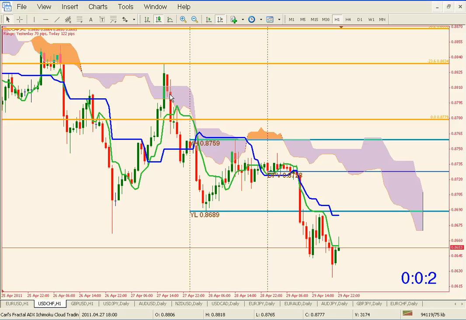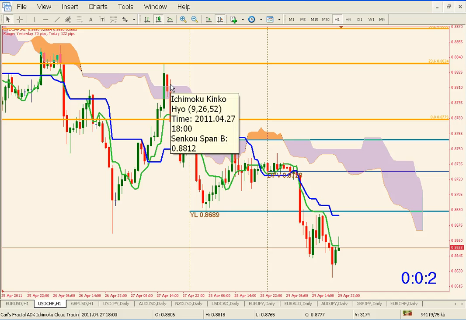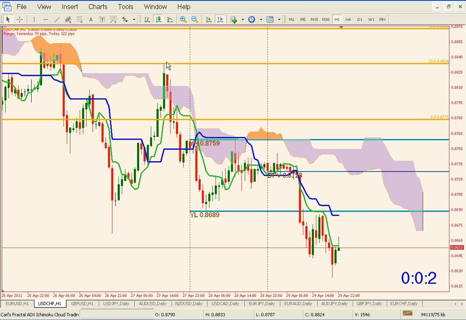We came here and we say, okay, this thing breaks right here. If it breaks this cloud, I'm going to get in. This is my chance to get in. This is a low risk entry right here, and I put a stop right here. Could put my stop right here, or I can put my stop above this candle again.